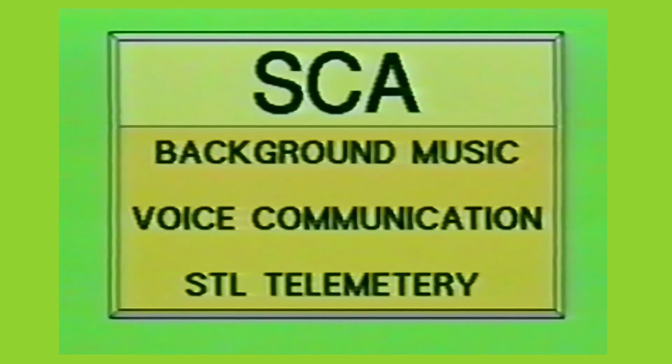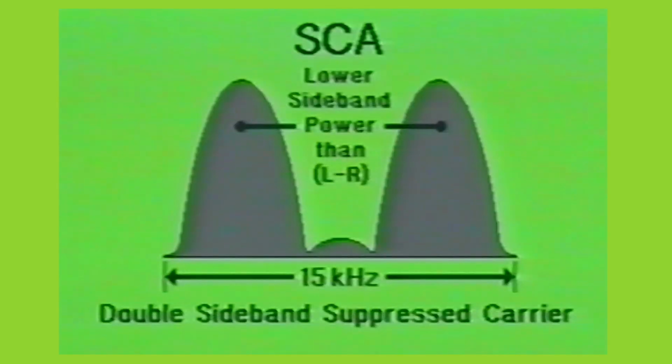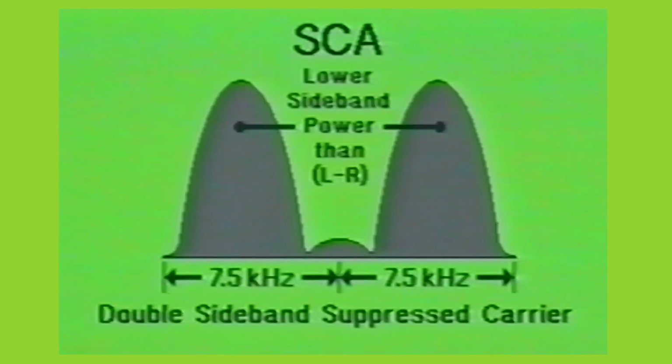The SCA signal, before being placed on the main FM carrier, is a double sideband suppressed carrier similar to the L-R information, but with lower modulation power in its sidebands and containing a narrow bandwidth of only 15 kHz. Because of the 15 kHz bandwidth, each sideband will extend plus or minus 7.5 kHz from its suppressed carrier. Unlike the L-R information, the SCA signal does not use pre-emphasis at the transmitter and therefore does not require de-emphasis when used at the receiver.